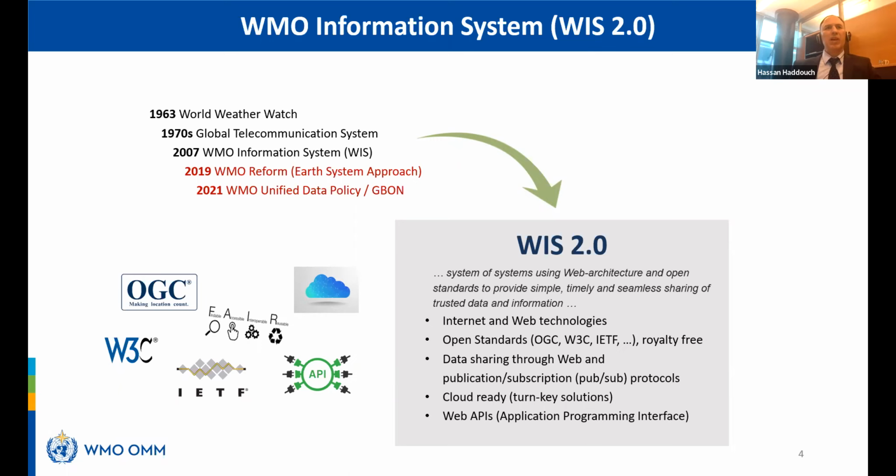the WMO Unified Data Policy with two categories of data, core data and recommended data, core data to be distributed without any restriction, and recommended data to be distributed according to the national or the provider data policy. And we have this Global Basic Observing Network also.